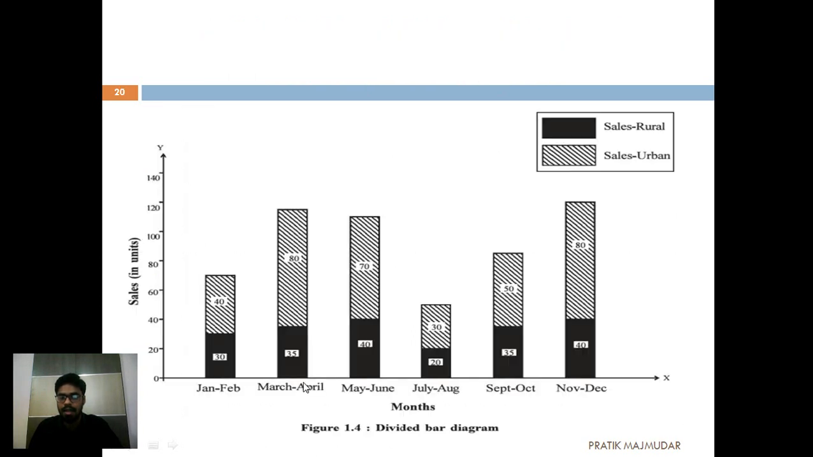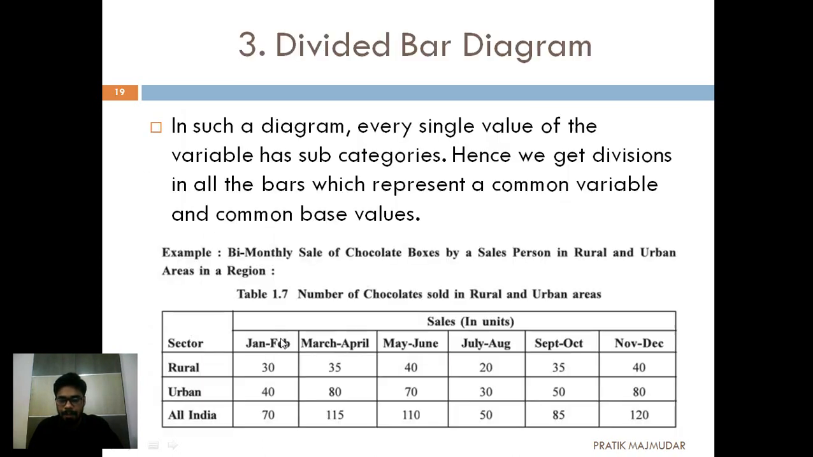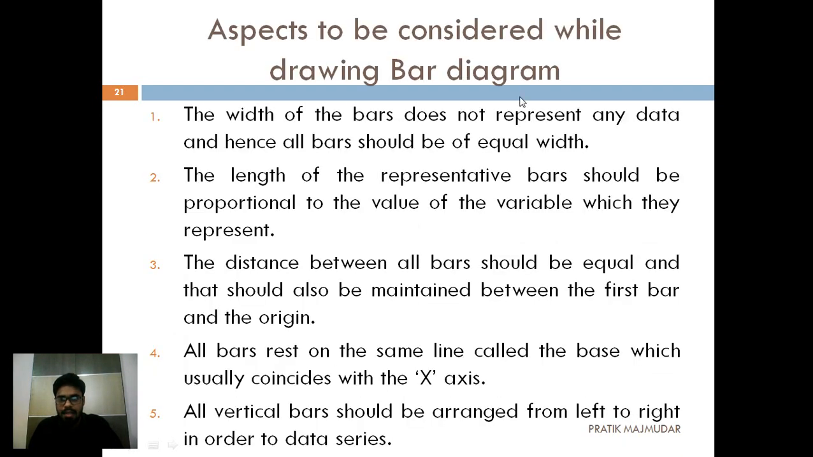When you are here, this one is the horizontal one. We can create the vertical one as well. So when we are creating the vertical one, it will start from left to right. That means from this step to this step. Here this will be there. So this is related to the aspects to consider for the bar diagram.